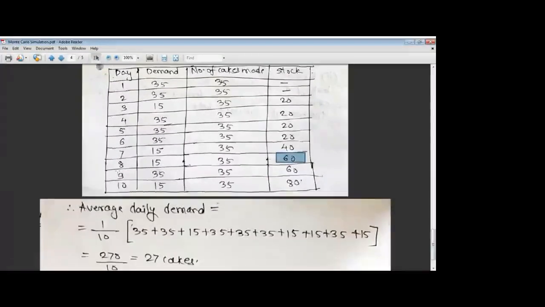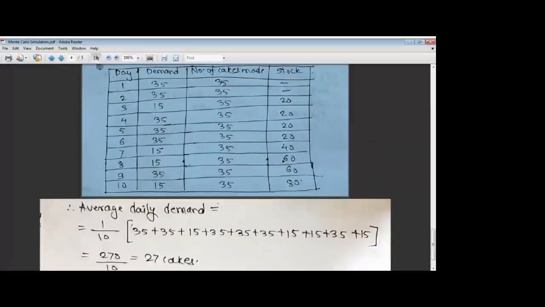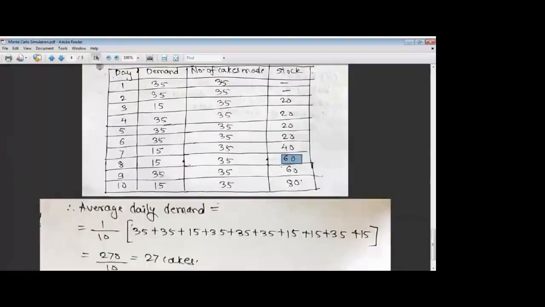Next, for the ninth day, the demand was 35, and the cakes made were 35. And here no cake will remain pending, but the previous 60 cakes remaining pending will be carried forward, right? For the 10th day, again the demand is 15, and we had made a surplus, 35 cakes. So again 20 cakes will be pending here. So the previous stock situation was 60, and on the 10th day we added 20 cakes more. So the stock situation at the end of the 10th day is how many? It is 80 cakes, right?